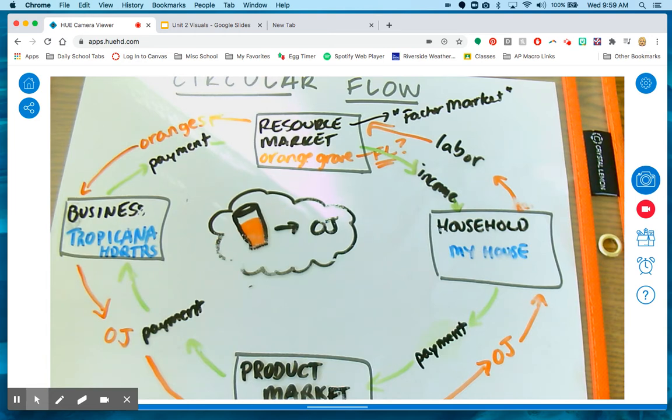Now, you might be looking at this diagram and thinking to yourself, well, I don't work at the orange grove, so this doesn't make sense for me.